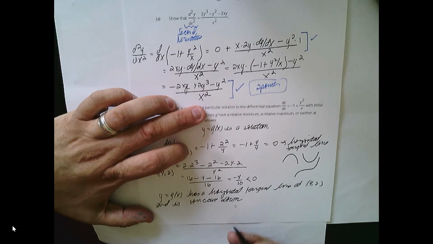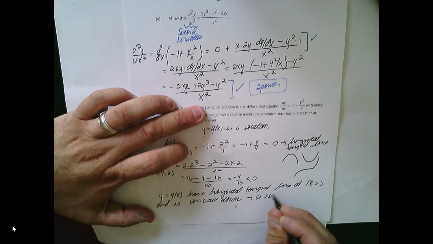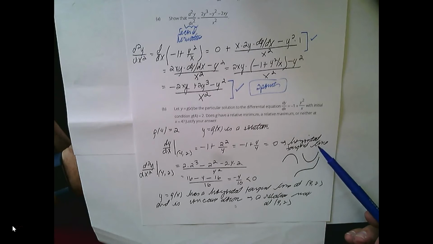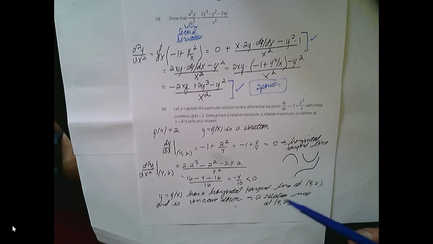If I have a horizontal tangent line and concave down, what this means is we have a relative max at the point 4 comma 2. What we just used is called the second derivative test. You know that you have a horizontal tangent line, you examine the concavity, and from that you can conclude that you have a relative max.